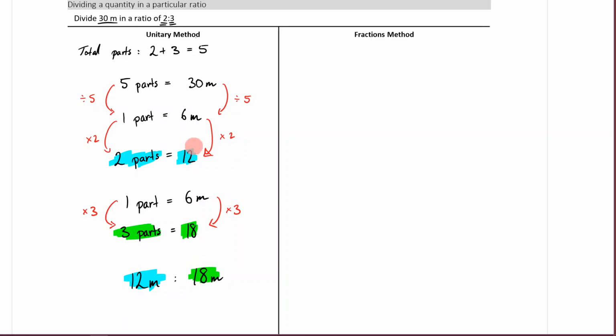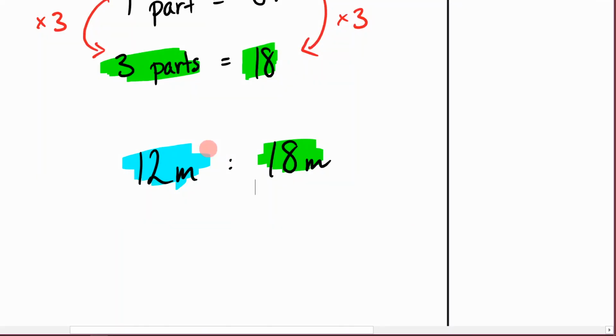Remember the checks we can now do to reassure ourselves that we have done it correctly. Remember the ratio we started with was 2 to 3. Well, are these equivalent? And sure enough, they are. I'm just timesing both sides by 6. So that one checks out.